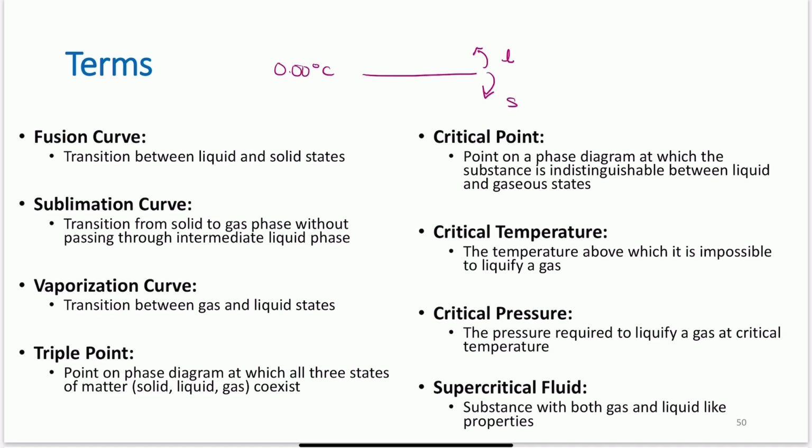Vaporization curve is just your transition between your gas and liquid states. So to vaporize something is to go from the liquid to gas state, yes. But remember, they're happening at the same point. So we call the curve the vaporization curve.